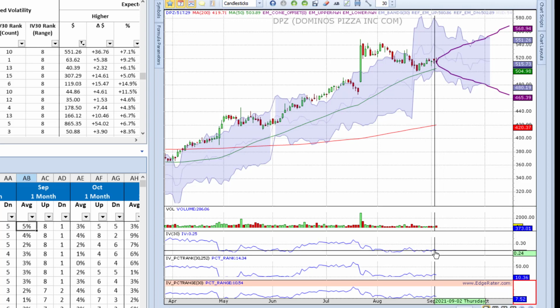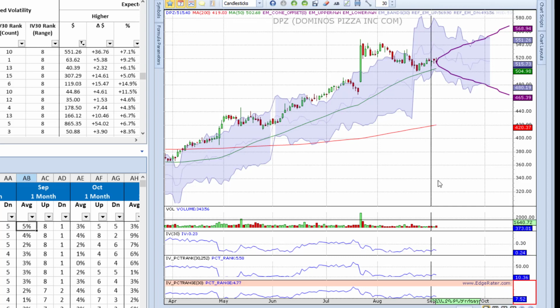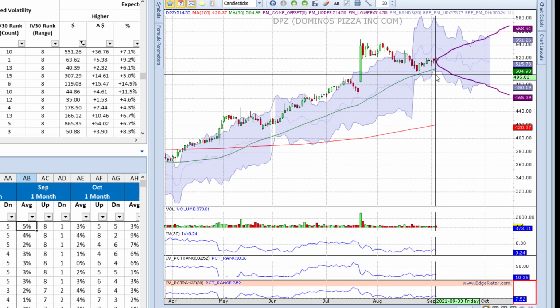And because implied volatility is low relative to the prior year's implied volatility, that may be a good candidate for taking a straightforward options position. So for instance, just buying a call.